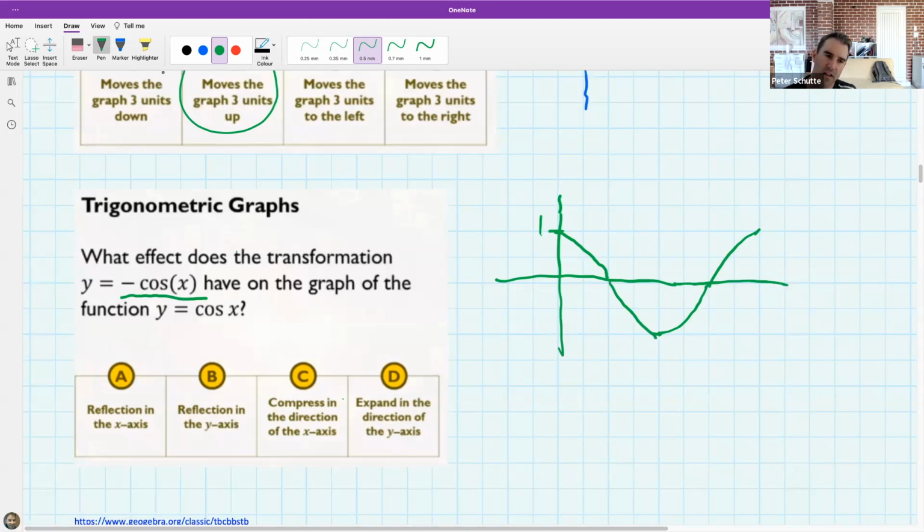So this minus will change the sign in front of the y. So instead of starting up here, it would be down here. And the next one would also be here. So the graph would start to look a bit like that.